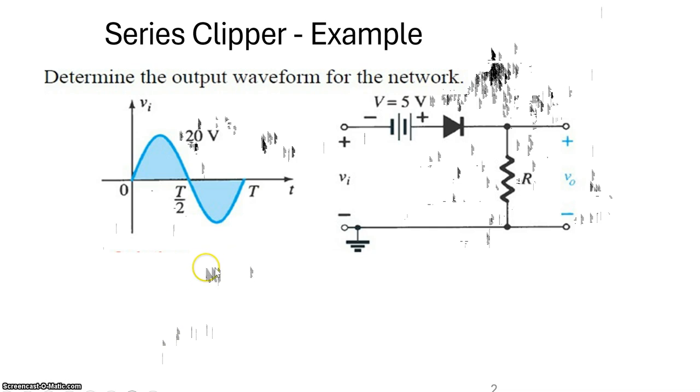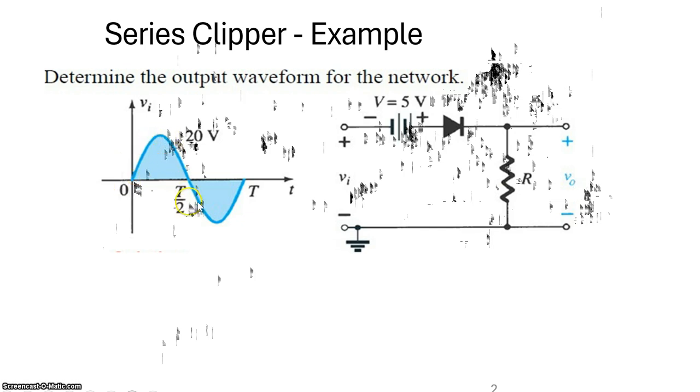So look at this problem. We will do this example problem for a series clipper. Here you have a clipper circuit with a diode in series with your input voltage, and in between there is a DC voltage provided. You are supposed to take your output across the resistor R. This is the input voltage provided, a 0 to 20 volt sinusoidal signal.